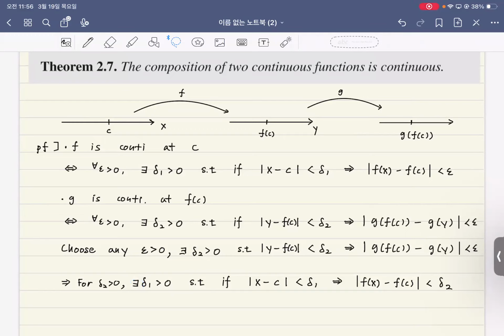Okay. Now, can I combine this? Right, I think I'm done. I have chosen any epsilon. And using this delta 2, we know that there is a number delta 1. If x and c differ by less than delta 1, then f(x) and f(c) differ by less than delta 2. And we replace this y by f(x), then |f(x) minus f(c)| is less than delta 2.